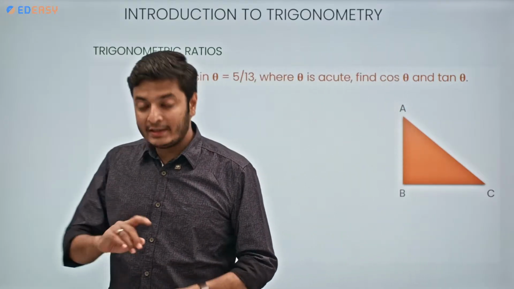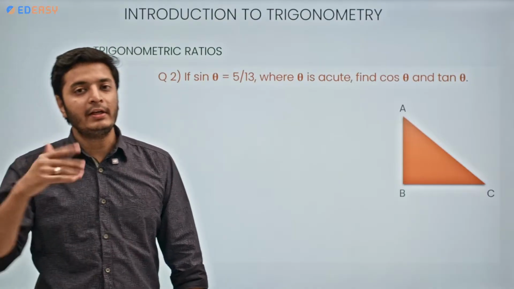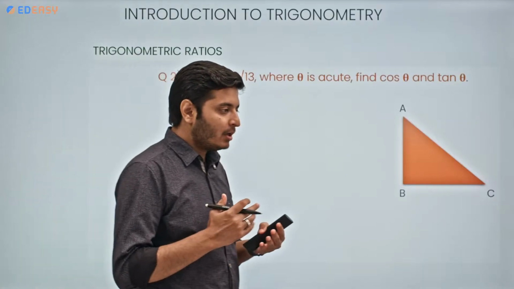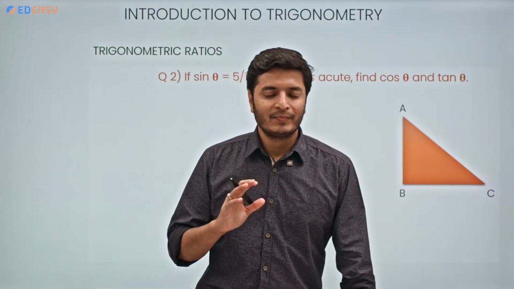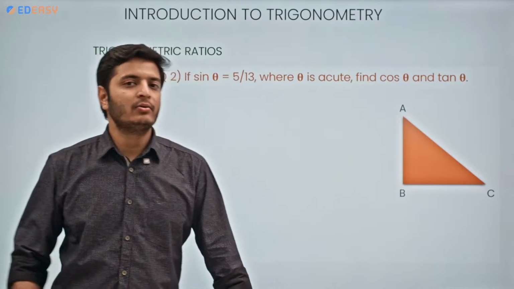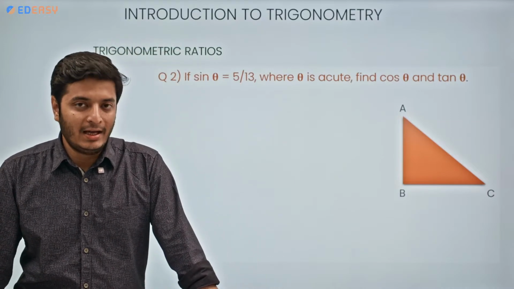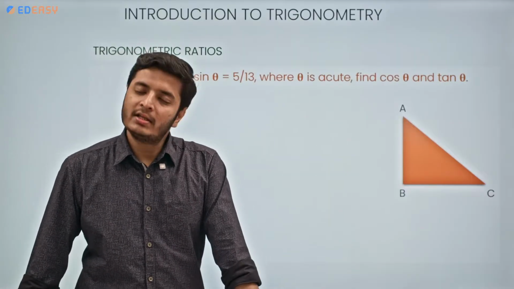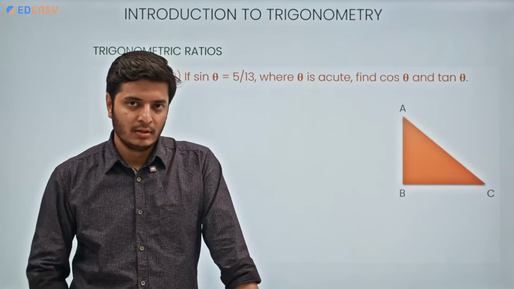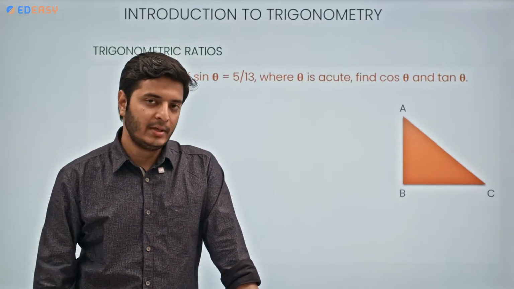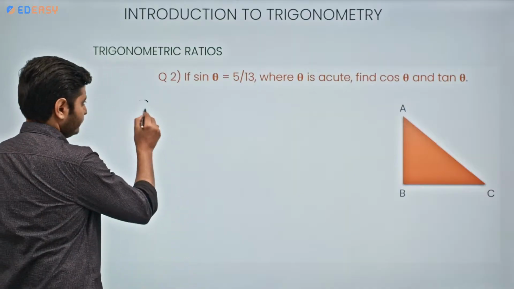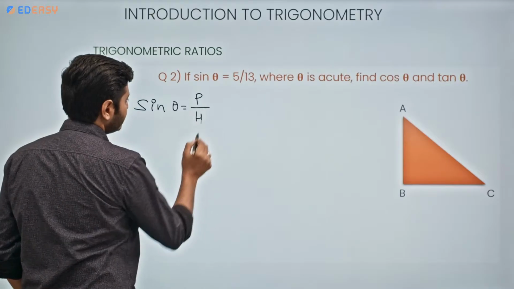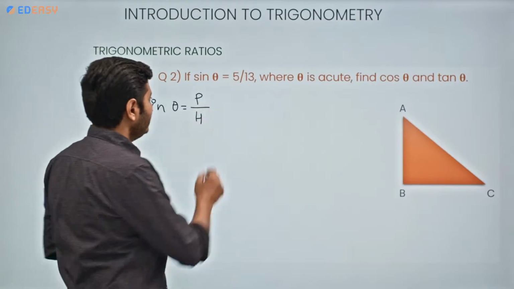Now, a different type of problem, but we need to find the trigonometric ratios again. But here, the problem has been written differently. The value of sine theta is given to us. Now, it is asking us to find the value of cos theta and tan theta. What is sine theta? Some people have S is equal to P by H. So, sine theta is equal to perpendicular by hypotenuse. The value is already given, 5 by 13.